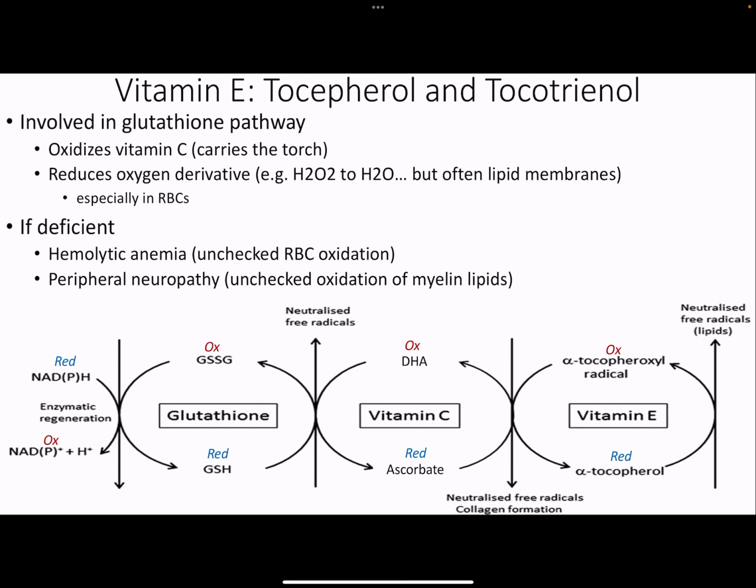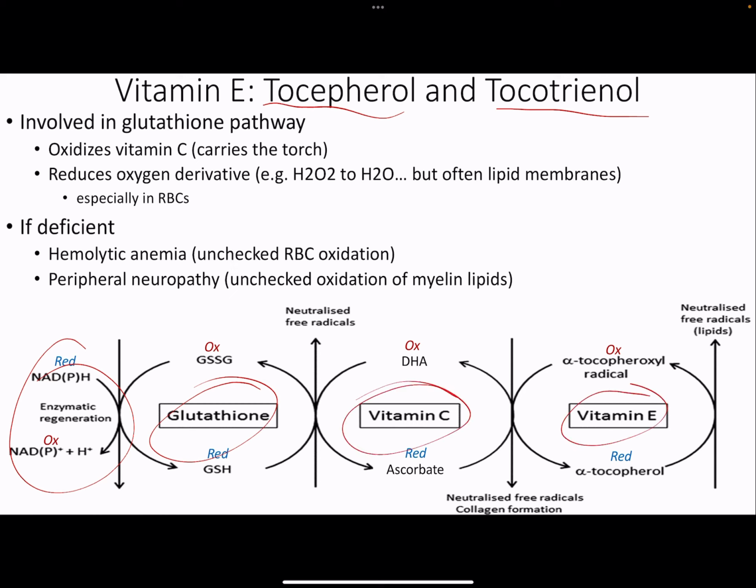Vitamin E, tocopherol and tocotrienol. This is just like vitamin C. It's just like one extra thing, right? So the NADPH can reduce the glutathione, passes the torch to the vitamin C, passes the torch to the vitamin E. Vitamin E can go ahead and reduce a peroxide to a water, but for whatever reason, and it's actually important, it often works on lipids and membranes. So this is going to be especially important in red blood cells and also in myelin, which is, of course, just tons of membrane, proteins and lipids coupled together.